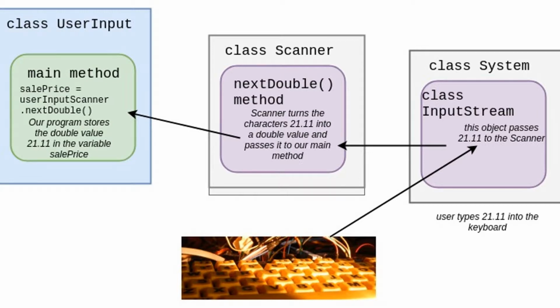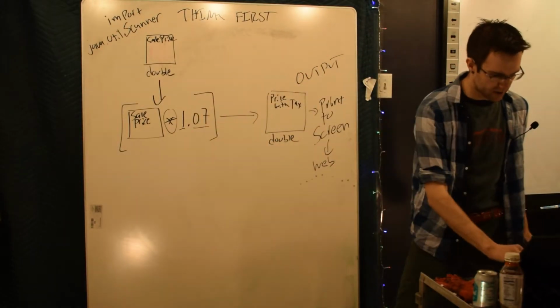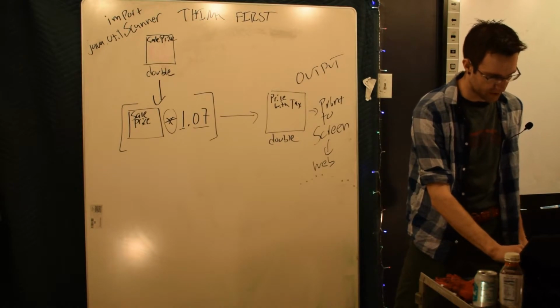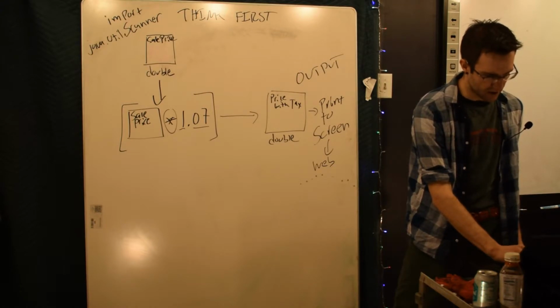We have this magic line here. Let's go back to the actual source code. Once we have declared our variables, we've got sale price, meaning this can store a double value. We have price with tax. That's what we're going to fill up with our calculated total cost. And then I also have what's called a final variable.